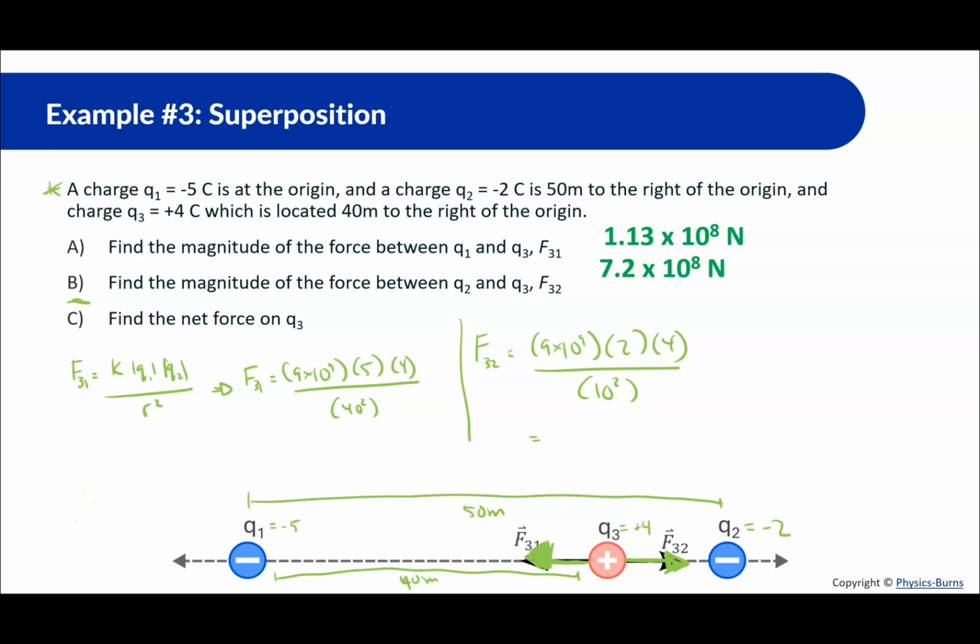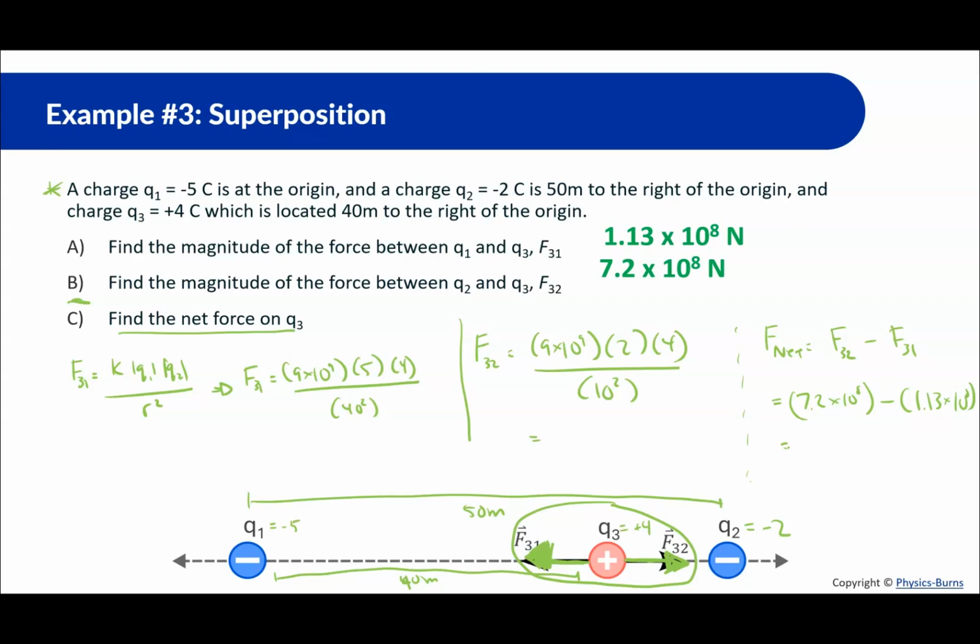Okay, so part C asks, find the net force on Q3. So both charges are going to be pulling it towards each other, and we want to know what the net force is. So the net force is going to be equal to the force that's pulling it to the right minus the force that's pulling it to the left. So we have 1.1. Oh no, sorry. F32 is going to the right. So that's going to be 7.2 times 10 to the 8th minus 1.13 times 10 to the 8th.